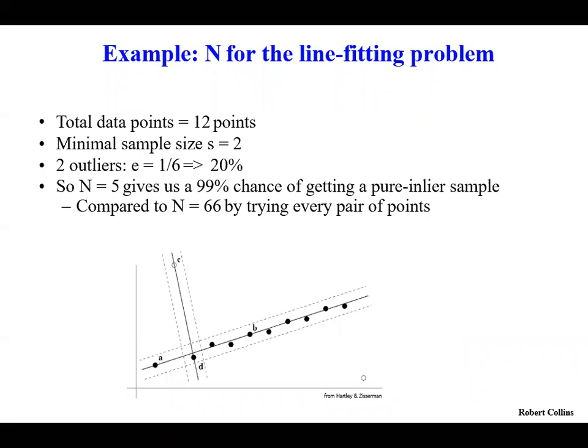Let's take an example. Assuming that I have 12 total data points, the minimal sample size S is equal to 2, and I have 2 outliers. What will be my E? E is the number of outliers divided by the total number of data points, which will be 2 over 12. I have the whole 12 points and 2 outliers. 2 divided by 12 is the same as 1 over 6, which is about 17%. If you plug all of these values into the previous equation, you will get n equal to 5 to give us a 99% chance of getting a pure inlier sample.